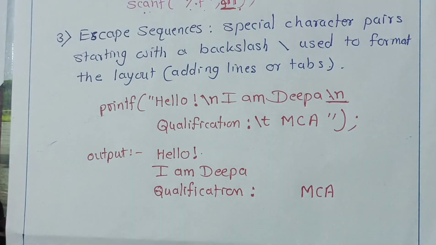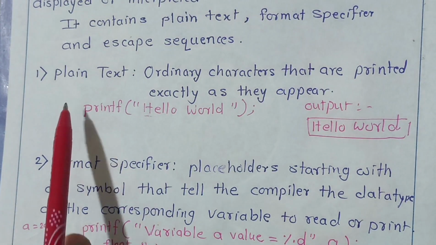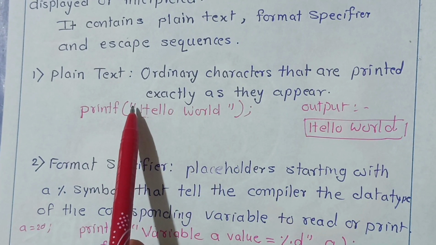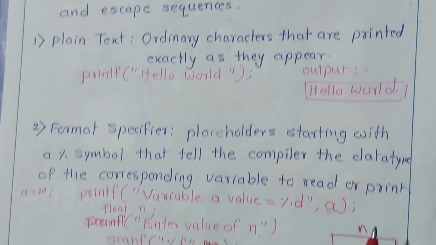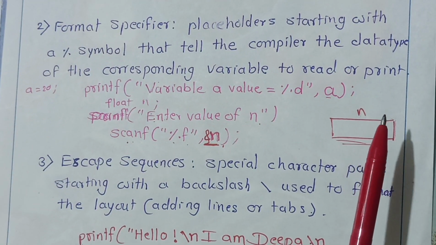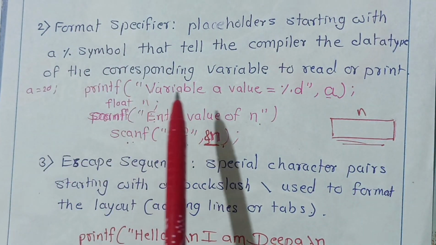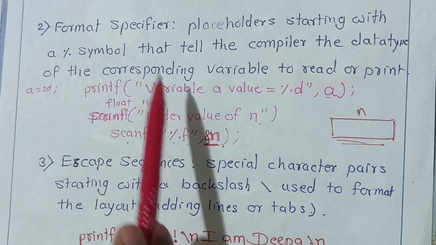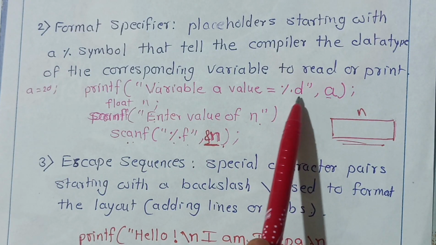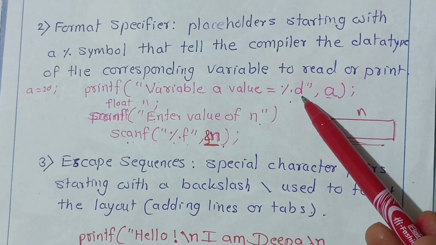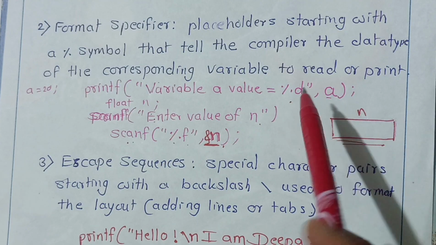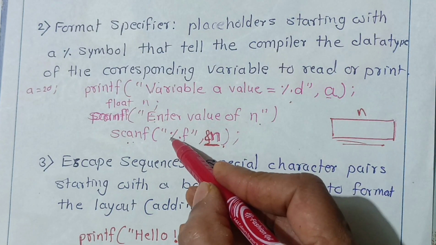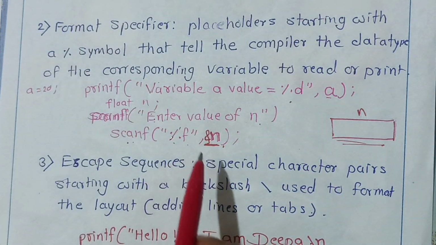So here we learned that plain text means printing as it is. If you want to print a string, you simply write it in double quotes. Then the format specifier, which we already learned in the previous video. It starts with the percentage symbol and is a placeholder that tells the data type of the variable. While printing or reading a value, you have to use the format specifier.